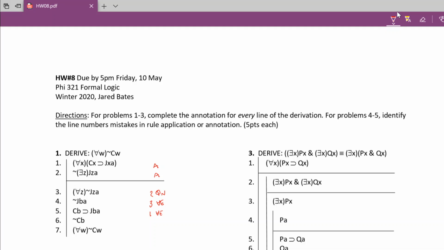And then from 4 and 5 together, we get by modus tollens, line 6. And finally, line 7 is an application of universal introduction on line 6. Let's look at the next problem.